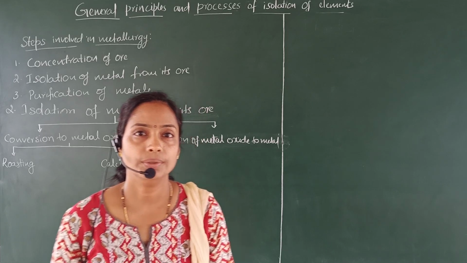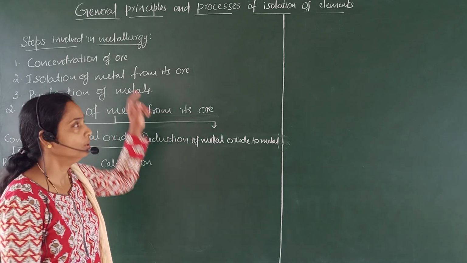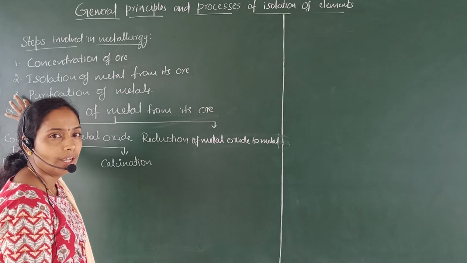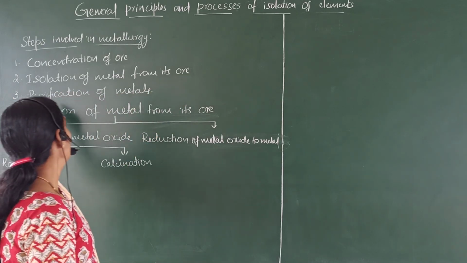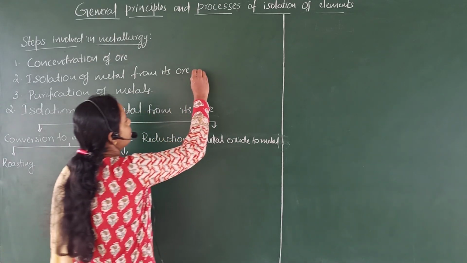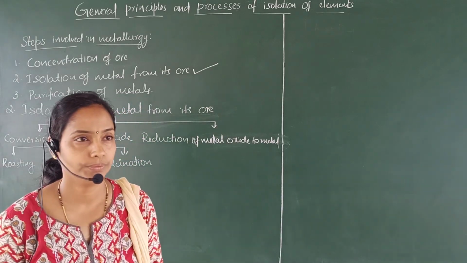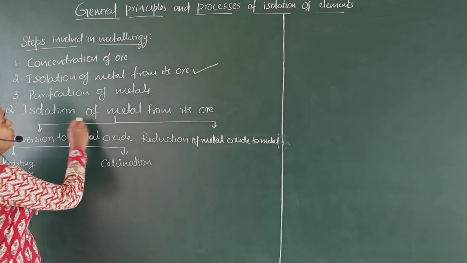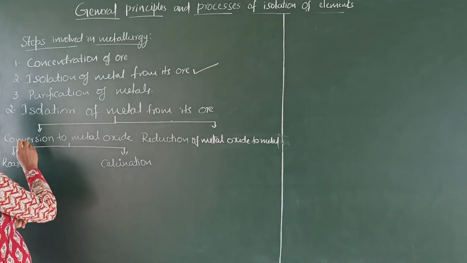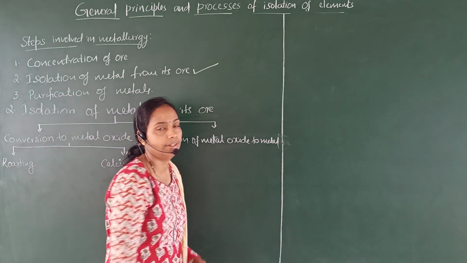Hello students, today let us discuss roasting and calcination. As you all know, metallurgy involves three steps: concentration of ore, isolation of metal from its ore, and purification of metals. Roasting and calcination come under isolation of metal from its ore. The isolation of metal from its ore involves two sub-steps: conversion to metal oxide and reduction of metal oxide to metal.